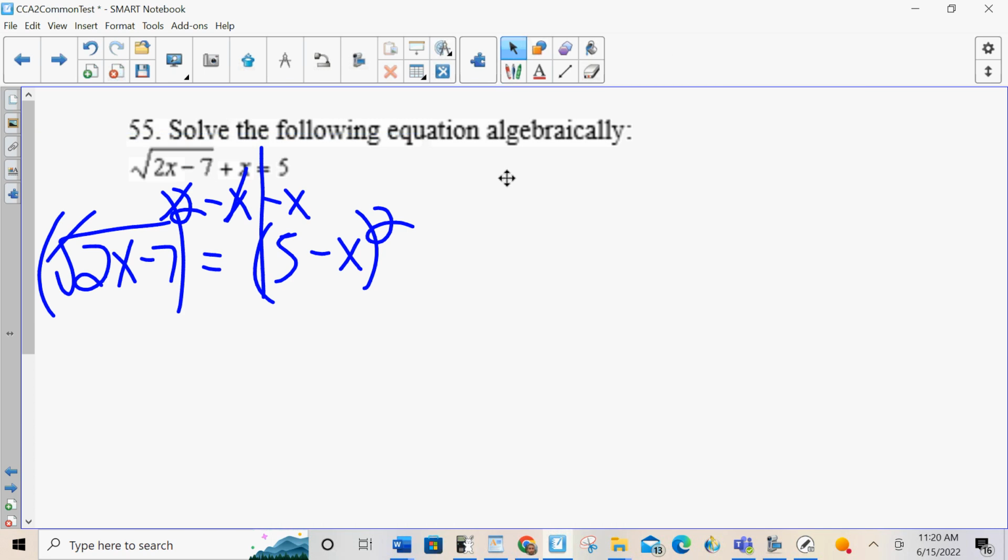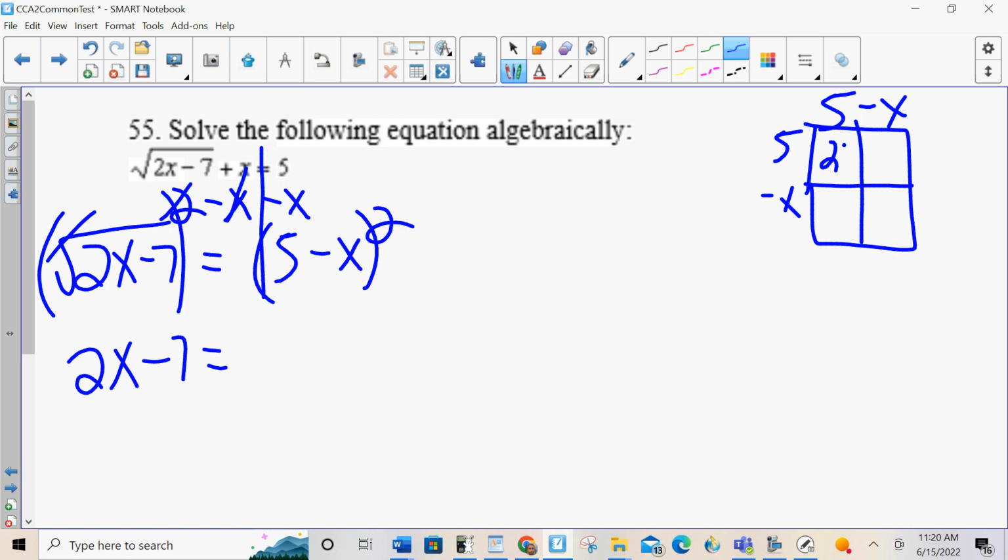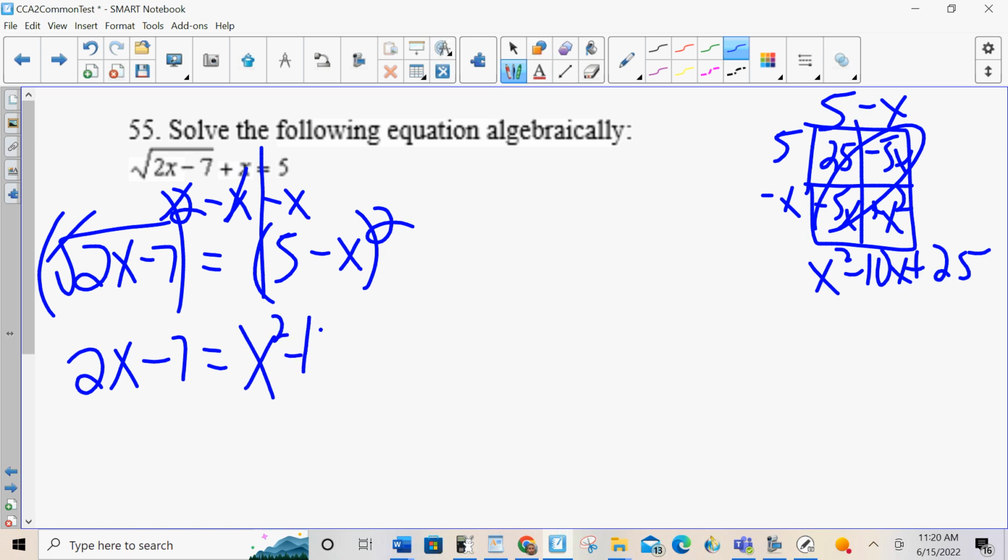On the left-hand side, the square and the radical cancel, and I'm left with 2x minus 7. On the right-hand side, 5 minus x squared, well, that's 5 minus x times 5 minus x. And to do that, I have to do my box method. You could also use the square binomial theorem, which is a plus b squared equals a squared plus 2ab plus b squared. But most students use the box.